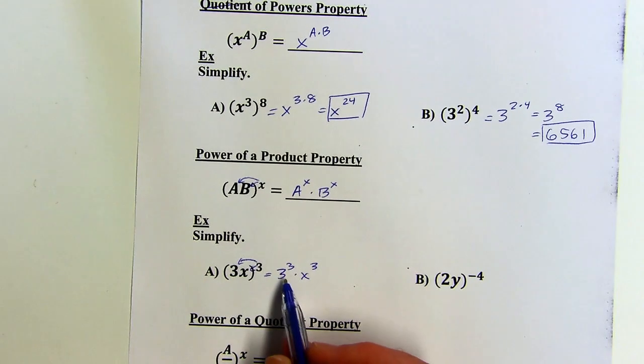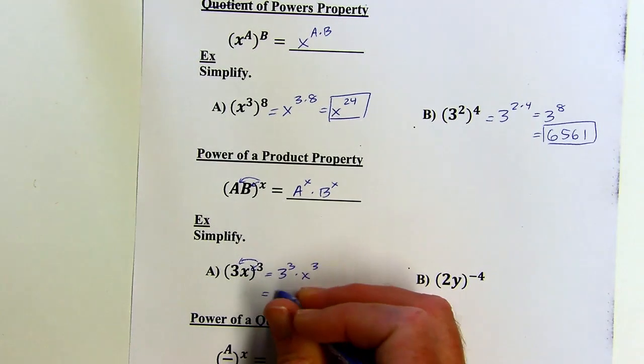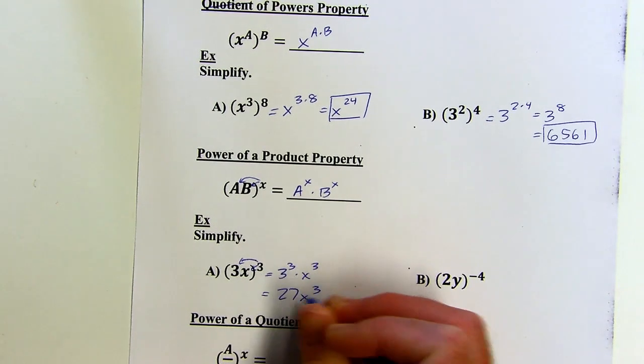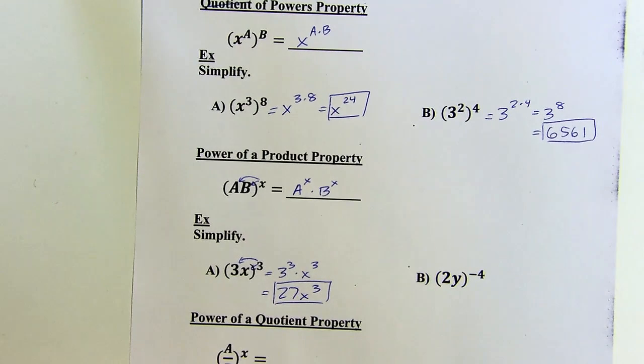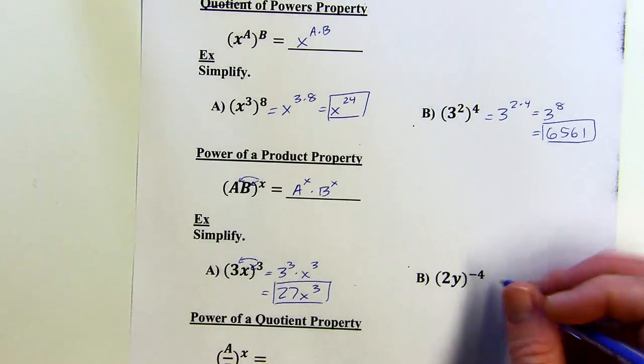Remember, 3 to the third is not 9. I see that all the time. 3 times 3 times 3 is actually going to be 27. So I get 27x to the third. So we raised the 3 to the third and the x to the third. Okay? And we can do the same kind of thing here.